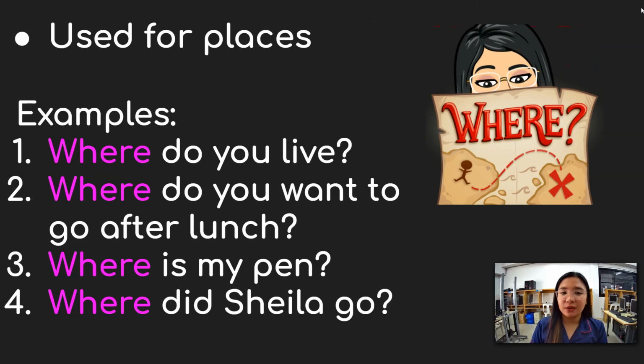Next is where, and we use where whenever we talk about places. For example, where do you live? Next, where do you want to go after lunch? Third, where's my pen? And the last one is, where did Sheila go? Again, we use where for places.